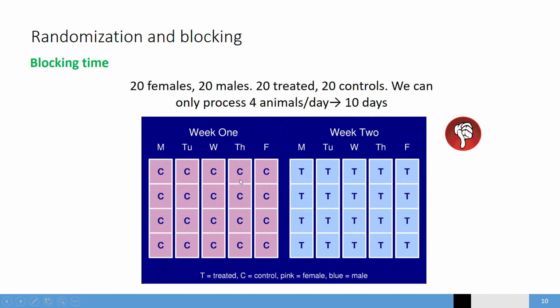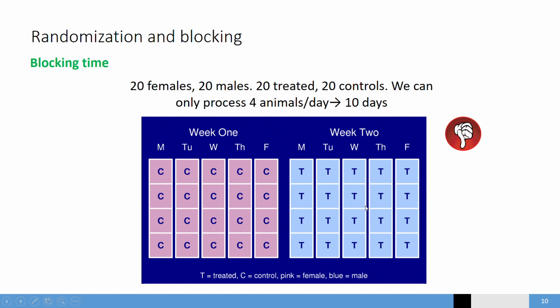If you organize them in this way, in the first week you will treat all controls, and the second week you will treat all treatments, and all controls will be female, all treatments will be male.